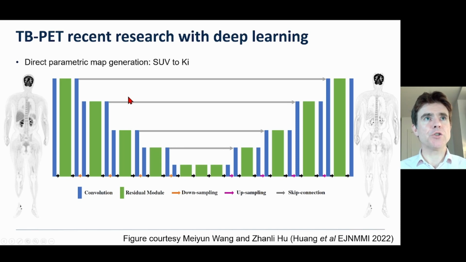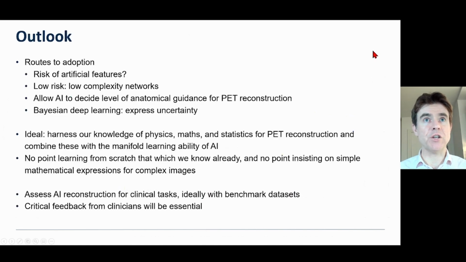Just to finish, total body PET also now is making use of deep learning. Here we've got the recent work showing mapping from an SUV image for total body PET all the way through to kinetic parameter Ki for FDG imaging, just by using this kind of cascaded UNet type architecture.